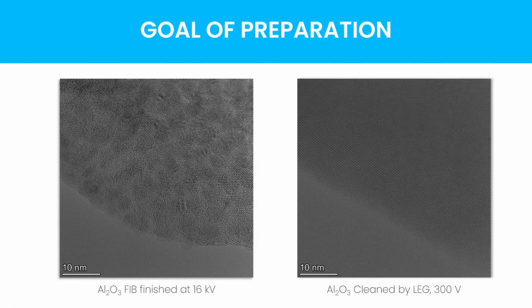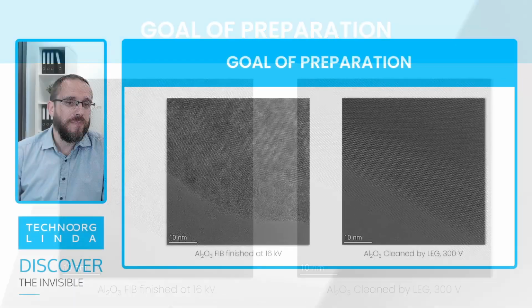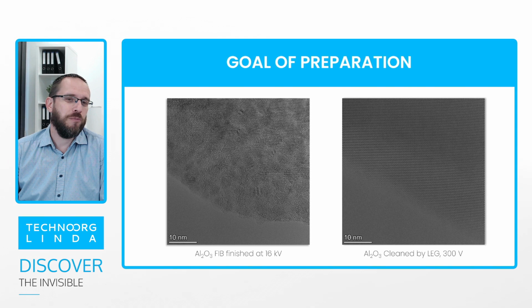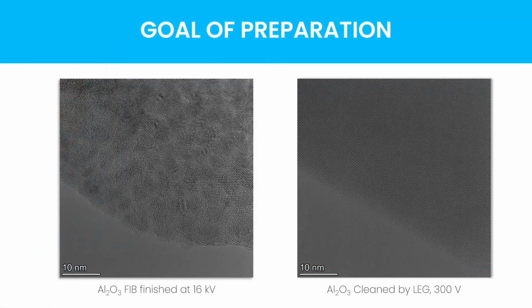Let me show you the next example. This is a piece of aluminium oxide. The image on the left is a raw FIB cut lamella finished at 16 kilovolts, and you see that there is some lattice in it, but you're not really able to evaluate it. It's dirty. It contains a lot of amorphous artifact, so this is not what we want. The right image shows the same sample cleaned with 300 volt argon ions, and you see it's a crystal clear image.